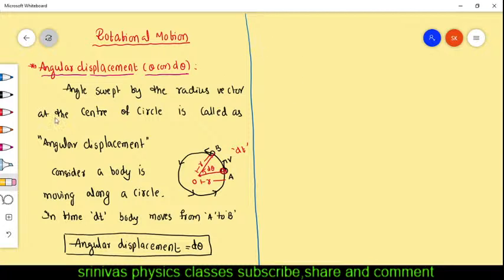Okay. Next, continuation. This is angular displacement. Sometimes it may be denoted with theta or d theta also. Its unit is what? What is the SI unit of angular displacement?